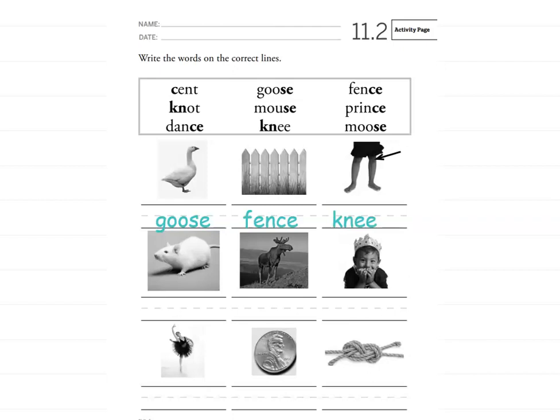That little furry animal is a mouse. What about the next animal? That's a moose. Next, we have a prince. The girl is doing a dance. A penny is worth 1 cent. And someone tied a knot in that rope.